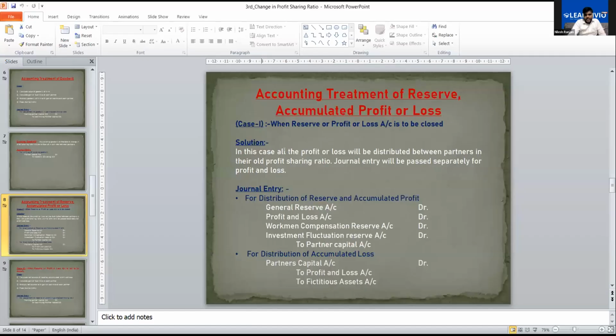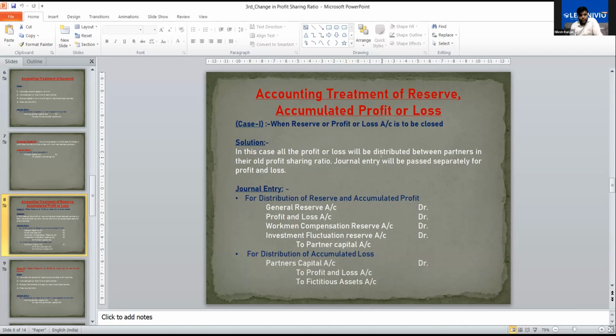So the first case, when we have to close the reserve and profit and loss account. In this case, all the profit or loss will be distributed between partners in their old profit sharing ratio. Journal entry will be passed separately for profit and loss. For distribution of reserve and accumulated profit: General reserve account debit, profit and loss account debit, workman compensation reserve account debit, investment fluctuation reserve account debit to partners' capital. So all the profit will be added together and distributed between partners. Then there will be a separate entry for distribution of loss.